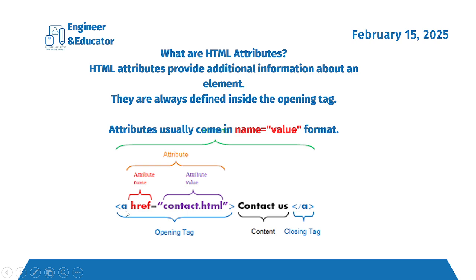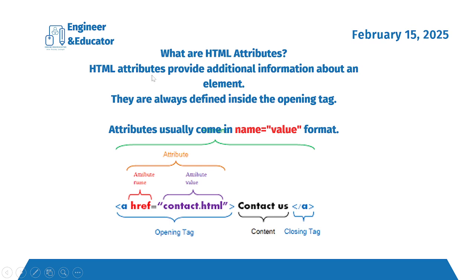So anything that is written inside the opening tag is an attribute. And that attribute has a value also. That means an attribute has a name and a value. That is what HTML attributes are. So this attribute provides additional information about an element. We also already told that an element means an opening tag, a closing tag and content. Yes, opening tag, closing tag along with the content is called an element.